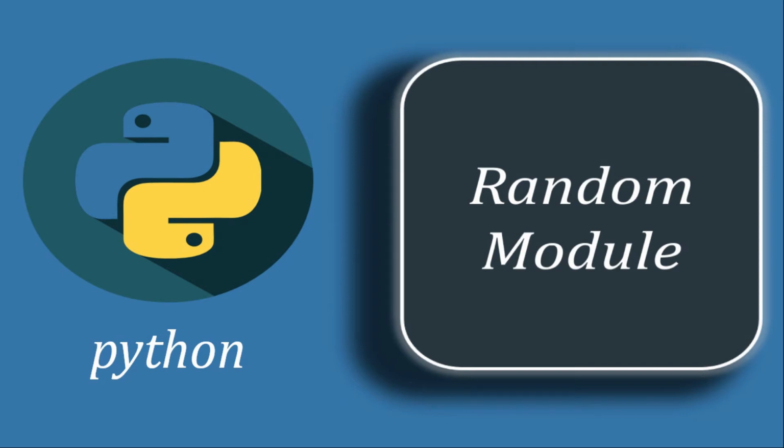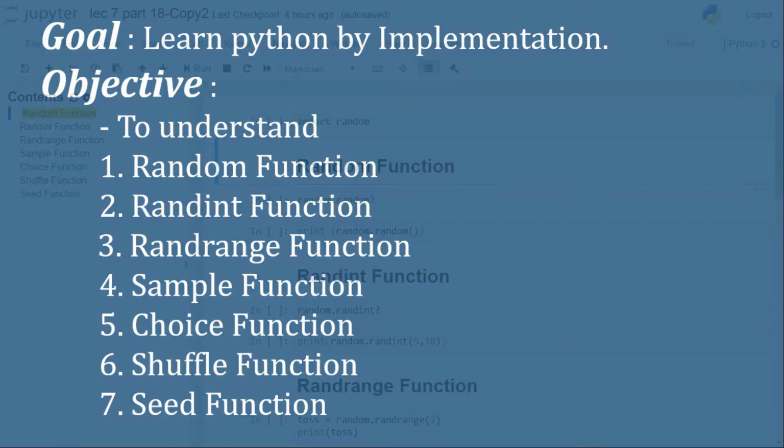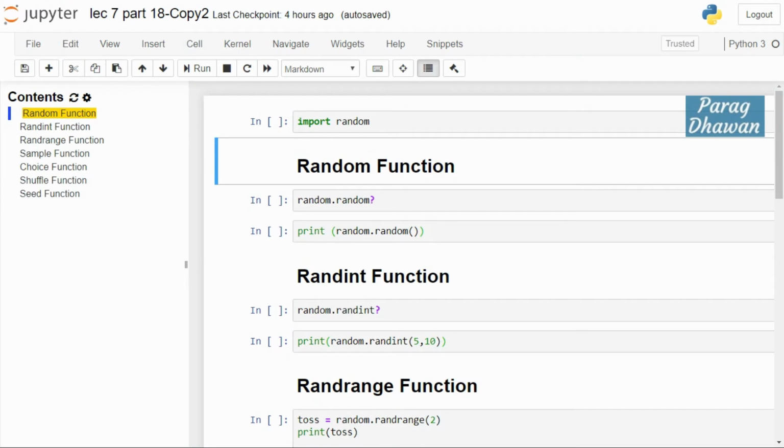We are studying modules and the topic of today's video is the random module. The overall goal of our tutorial series is to learn Python by implementation. The objective of today's session is to understand and implement random, randint, randrange, sample, choice, shuffle and seed functions inside the random module. Let's start. First, we are importing the random module.